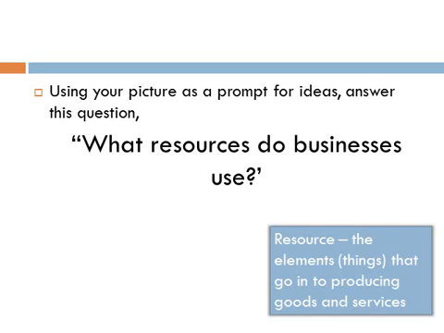So in class you're going to get some pictures of some businesses as a prompt, but if you're looking at this outside of class, I want you to start thinking straight away, what resources do you think businesses actually use? And I've told you at the bottom here, a resource is essentially the elements or the things that go into producing goods and services. So I'll give you an example. Greggs, for instance, when they are making a sandwich, the resources that go into making that sandwich might be the bread, there might be some meat. They also could be the person making that sandwich. So think about, what resources do businesses use?